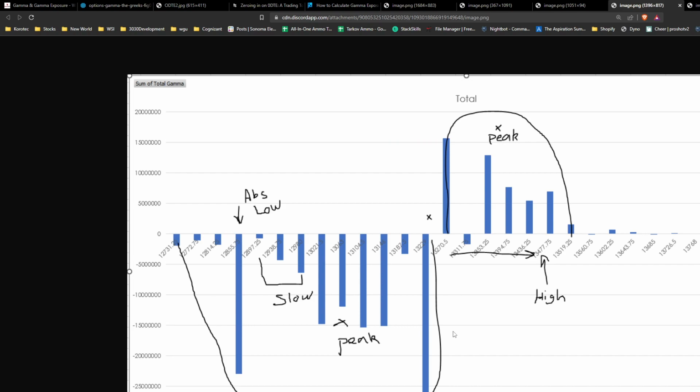I identified areas that might be repulsors, right? Like the absolute low over here, because it's near the other edge from where our price started, which was the little X. I wanted to identify where price could bump into and have a relatively high chance of bouncing off of.